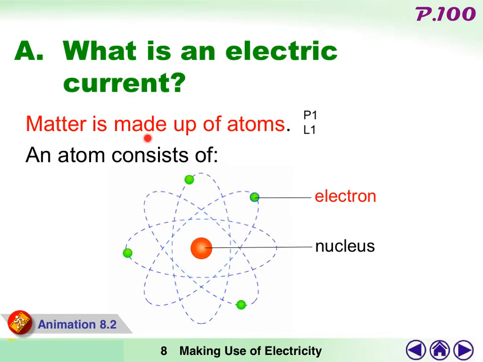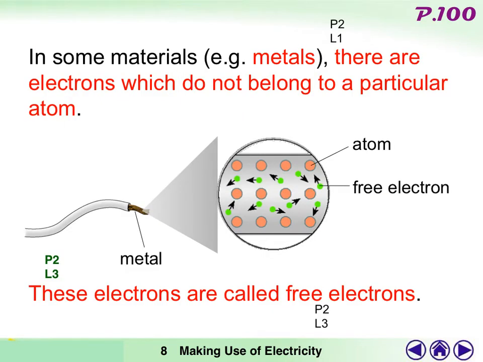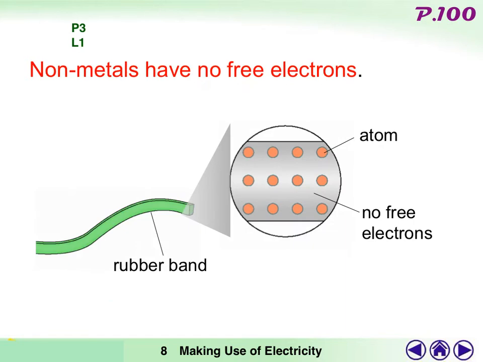All matter is made up of atoms. Here is the model of an atom. For an atom, there is a nucleus in the middle, and some electrons move around the nucleus. In some materials, for example metals, there are electrons which do not belong to a particular atom. These electrons are called free electrons. On the other hand, nonmetals have no free electrons.